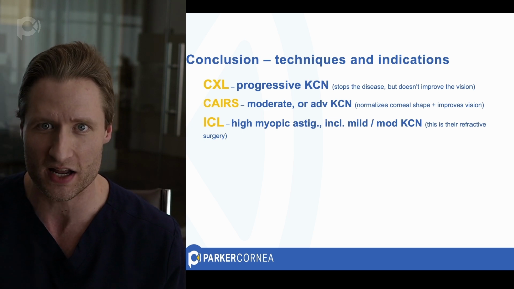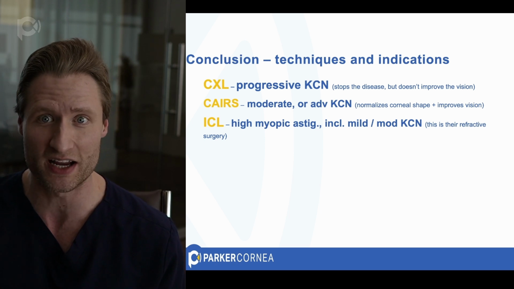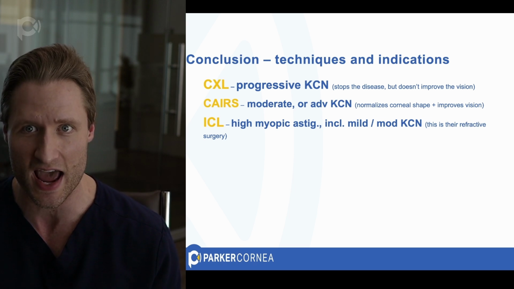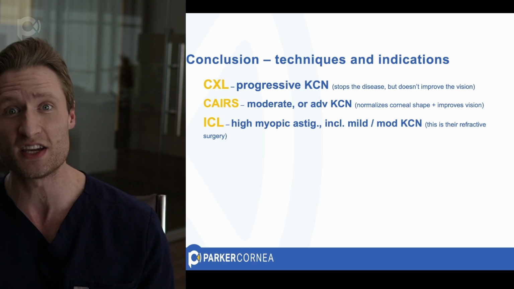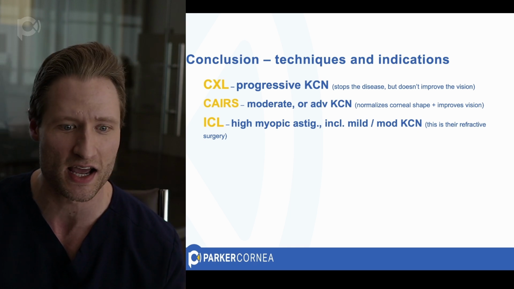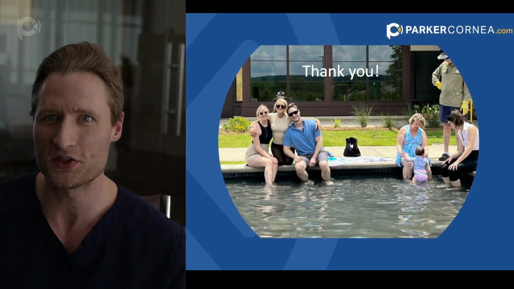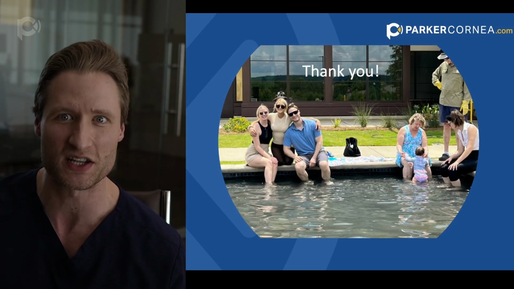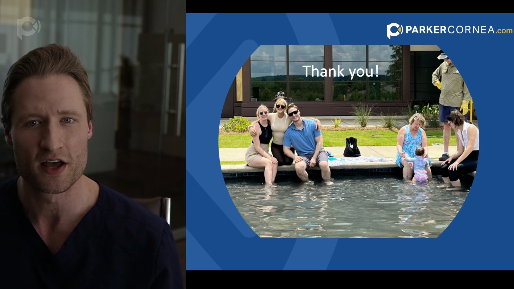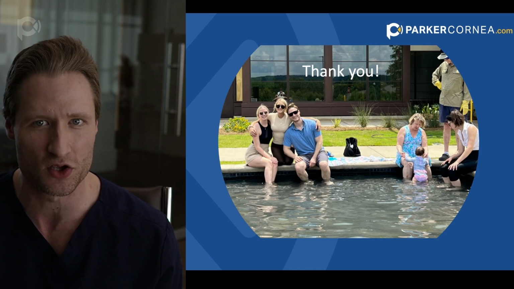If you see somebody and you think this person may have a progressive blinding corneal disease, those patients need to be treated with crosslinking ASAP. And to regain some vision, they may be candidates for CAIRS or ICLs, depending on the other conditions of their eye. So I hope that this has inspired you to think about keratoconus in a new way and to take up the mantle of trying to bring the very latest and best treatments for these patients in your practice.